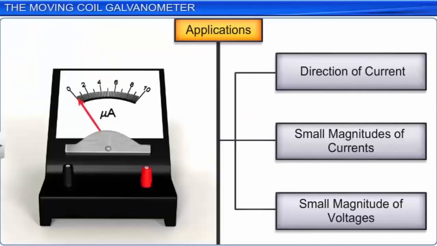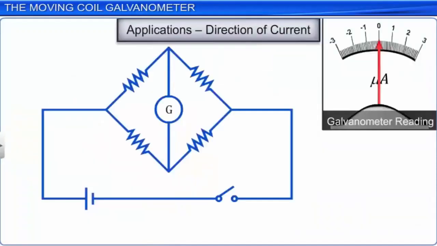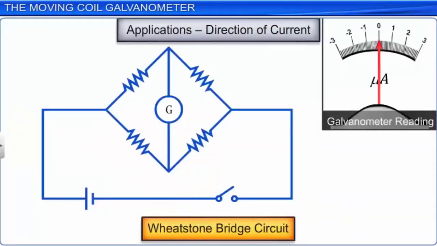As we discussed in the beginning of the module, a moving coil galvanometer has some applications. Let us begin our discussion with its applications in the detection of the direction of current in a given circuit. Consider a Wheatstone bridge circuit, which we learnt earlier. In this circuit, a galvanometer is used to detect the direction of current in the bridge part of the circuit.